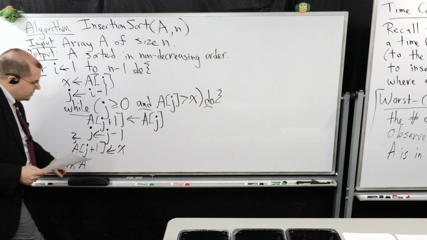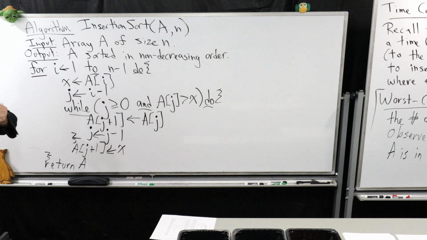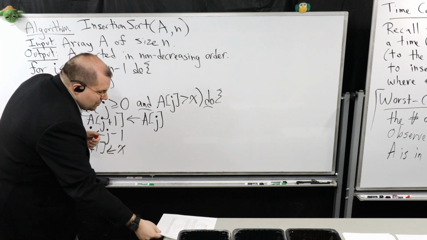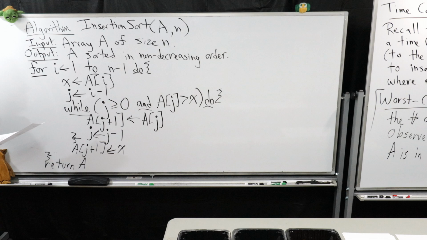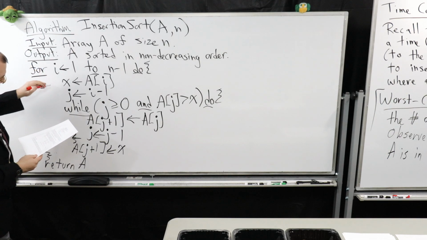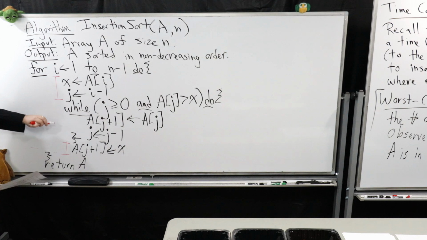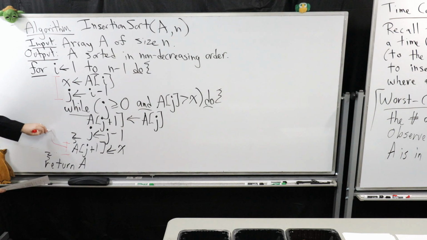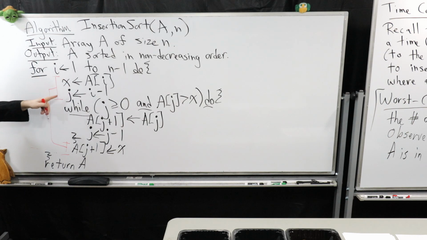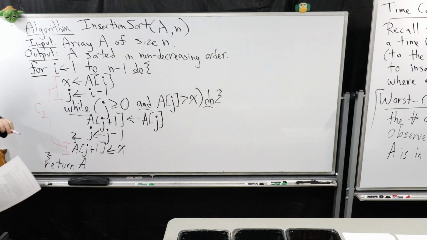So the first thing I need to do is formulate a basic complexity function, and then we're going to start trying to simplify and figure out what each part of this means. First, you'll notice that everything outside of this while loop, but inside the for loop, takes some constant number of operations, right? The assignment of x, the assignment of j, and the assignment of this array element. All of these take some constant number of operations. I'll call that C2. So there's some C2 number of operations that happen there.